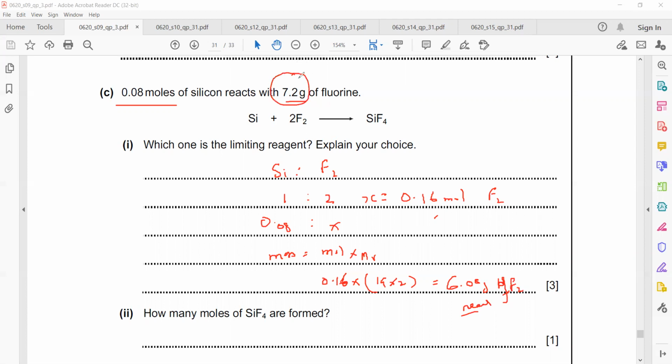But we have 7.2. This is what we have in the beginning, and we only need 6.08 for the reaction. So which one is the limiting reagent? Silicon is the limiting reagent again. And actually in variants, they normally change the numbers, but the concept remains the same. Now, we need the moles of silicon tetrafluoride, so we will take the limiting reagent. The ratio is 1:1, so we'll get 0.08 moles.